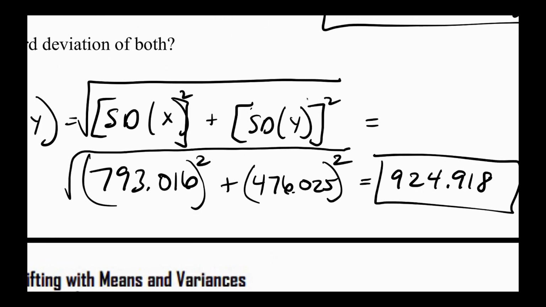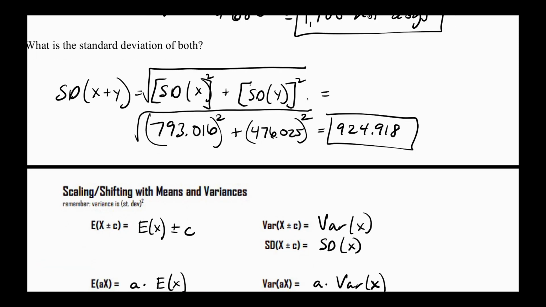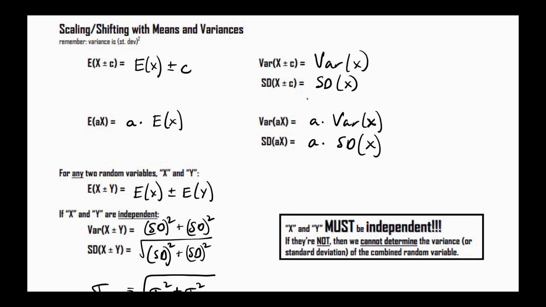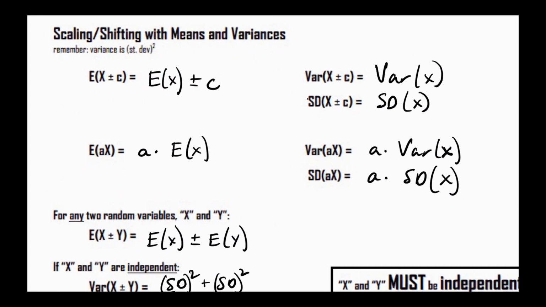One standard deviation, square it. The other standard deviation, square it. Add them together, square root. Okay? Okay. So that's combining. The other one is scaling or shifting or transforming.